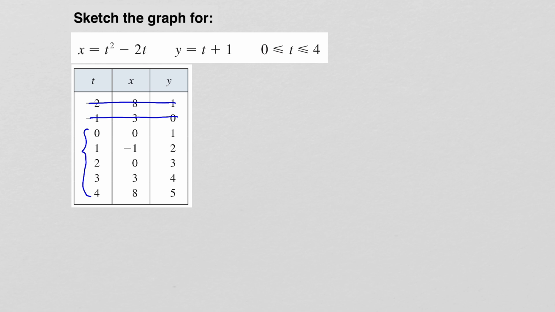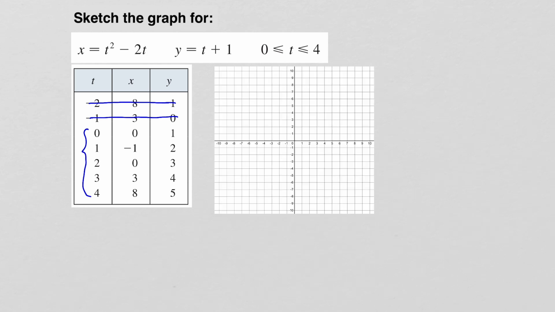Now what this is going to do is basically give us the graph of the same parabola that we had a moment ago, except that it's going to be finite in nature. In other words, it will have a beginning and an end. So if we go ahead and plot these points, when t equals 0, we have the point (0, 1). t equals 1 corresponds to (-1, 2). t equals 2 corresponds to (0, 3). t equals 3 corresponds to (3, 4). And finally, t equals 4 corresponds to (8, 5).